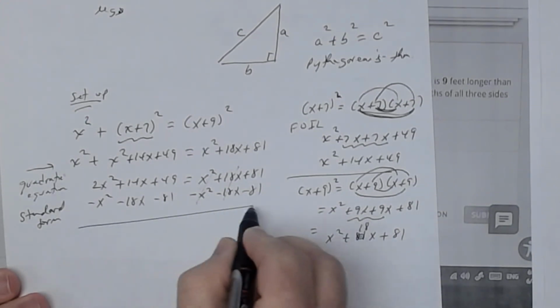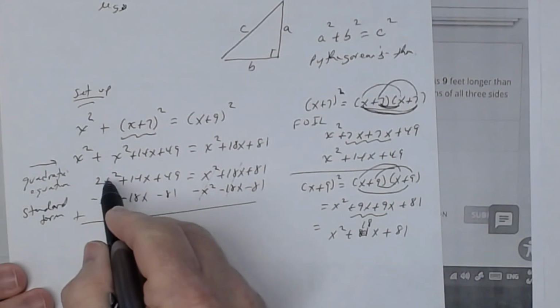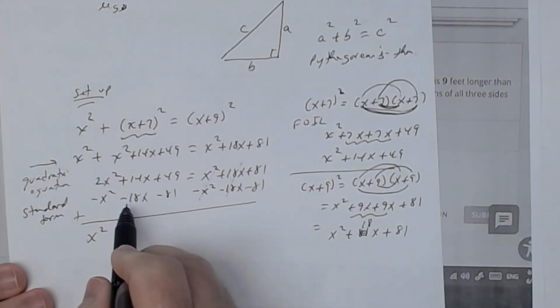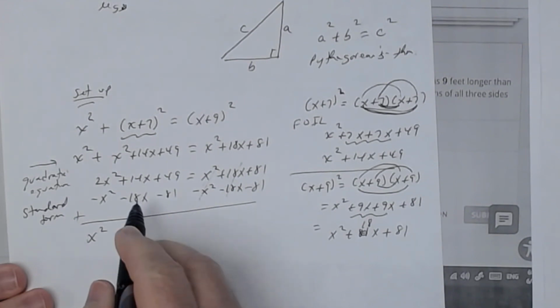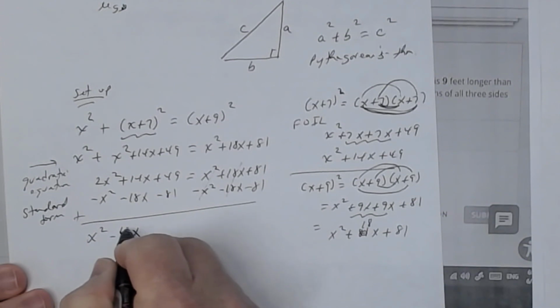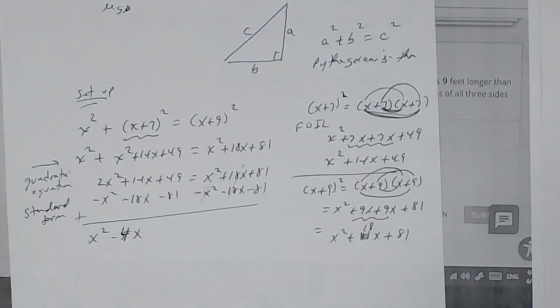So now we're going to add these up, combine like terms. So 2x squared minus 1x squared is x squared. 14x minus 18x is negative 4x. And then 49, use your calculator if you have to.